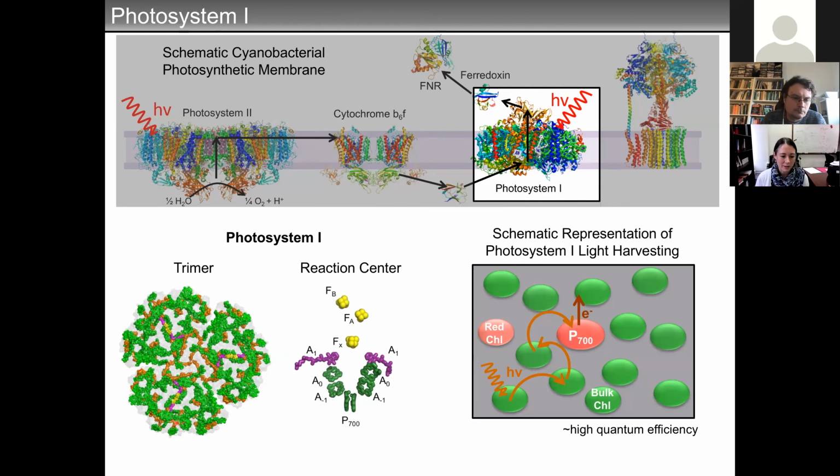So we have a few different projects that we're working on, but these projects have a common theme, and that's light harvesting. Here's a schematic for photosynthetic light harvesting, where you'd have different chromophores that absorb photons and transfer this energy to a reaction center, and then you have charge separation taking place. And this can happen with a really high quantum efficiency. And this is common for all these different photosynthetic organisms.